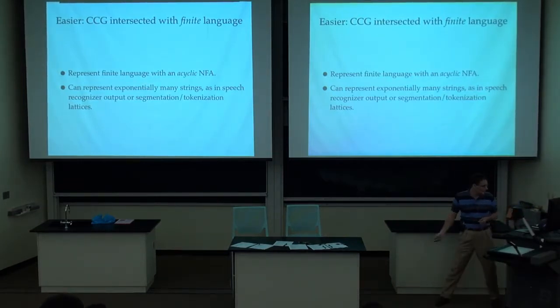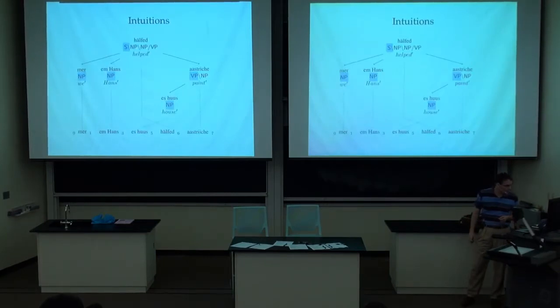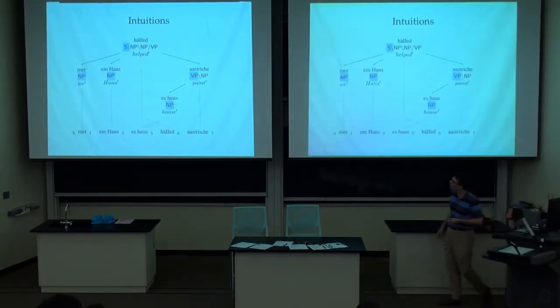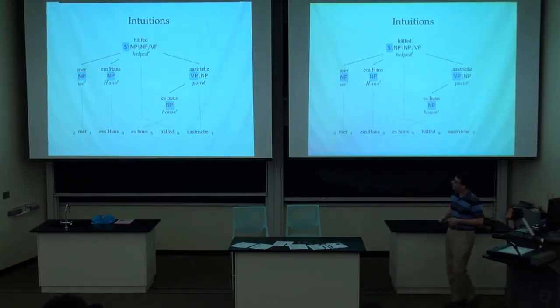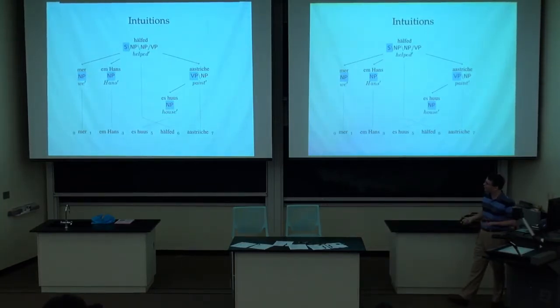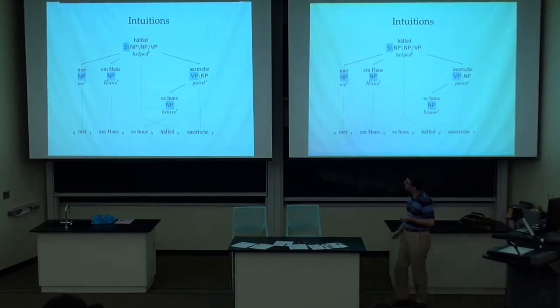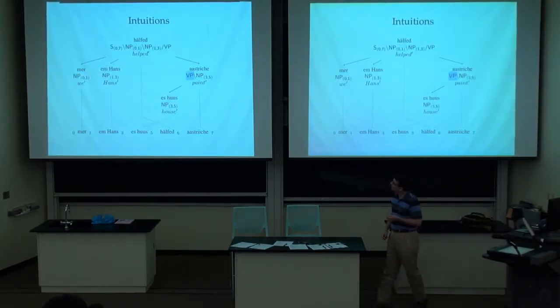Okay. So I am going to sketch this really quickly because I know we're out of time. Again, the purpose of this is intuition. So the idea is that given a dependency analysis of the string, I want to come up with something that looks kind of like a Bar-Hillel construction. And it's going to look something like this.